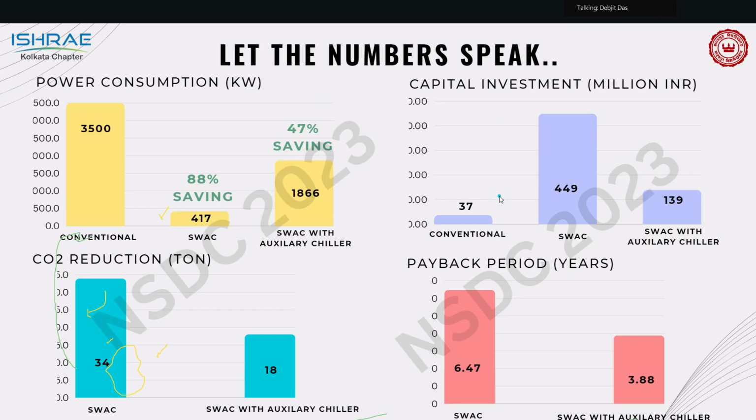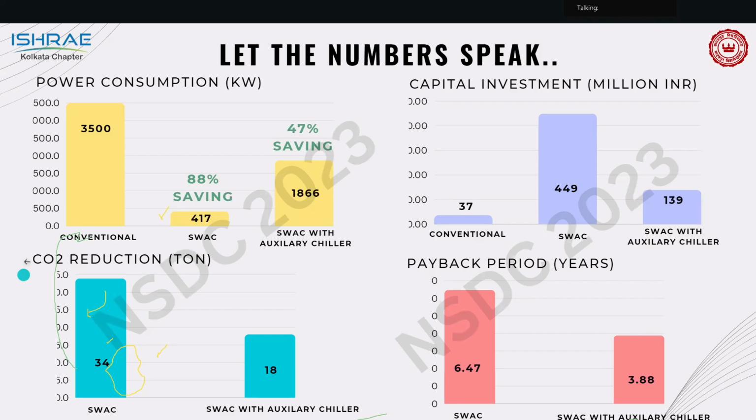Then in the capital investment, this is another part to it. Conventional chillers, you don't have to invest that much, because they are already standard systems in the market, and there are proper stakeholders for them as well. So you can get it for a very cheaper price. But if you invest in SWAC, and SWAC with auxiliary chiller, the capital investment is a bit on the higher side. But in the life cycle cost analysis, you can understand that in the long run you would be profitable.